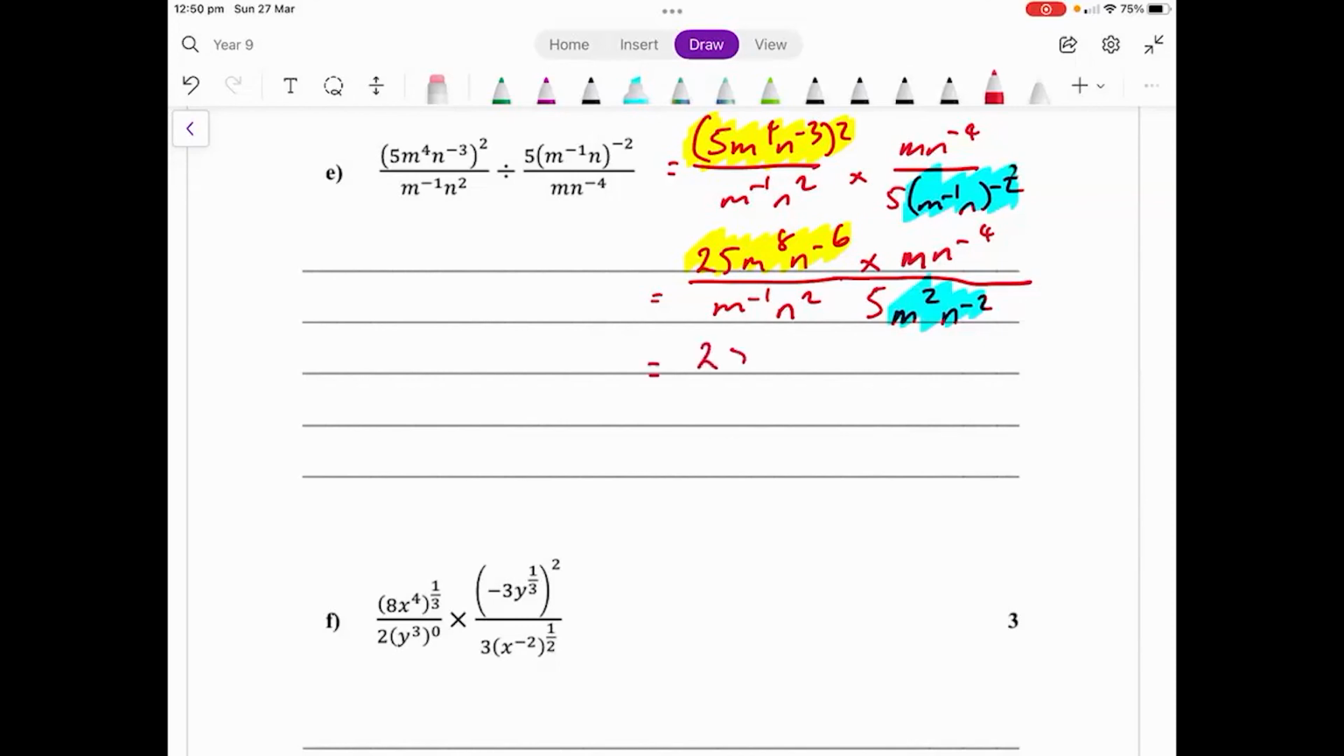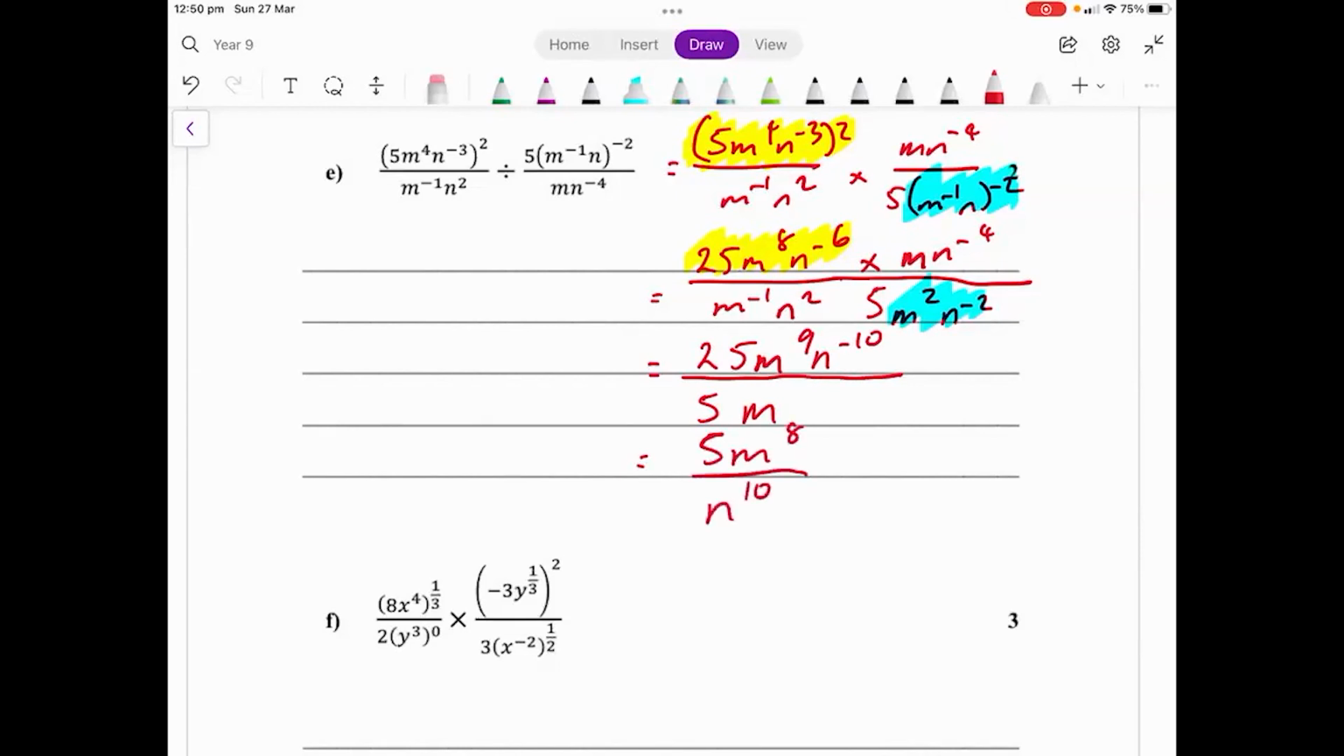And finally, to finish it all off, I clean it up. 25 over 5 is 5. 9 minus 1 for the powers of m gives me m to the power of 8. n needs to move to the denominator, so it becomes positive. That gets me n to the power of 10.